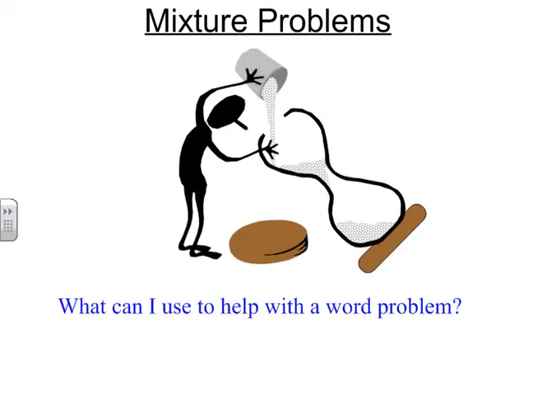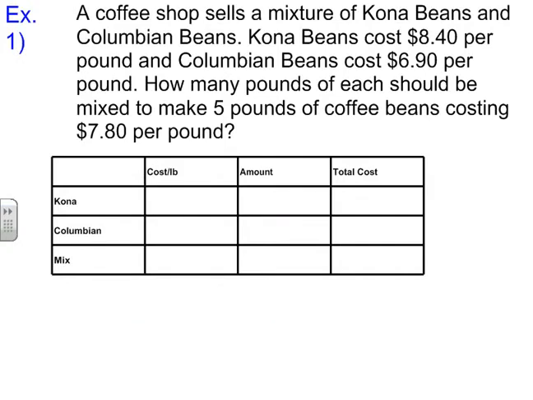So we're going to do two problems today. Let's look at this first one I've written out for you. Let's follow along as I read it. It says a coffee shop sells a mixture of Kona beans and Colombian beans. Kona beans cost $8.40 per pound and Colombian beans cost $6.90 per pound. How many pounds of each should be mixed to make 5 pounds of coffee beans costing $7.80 per pound?